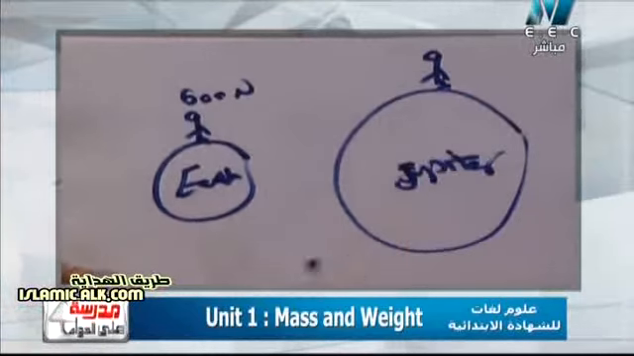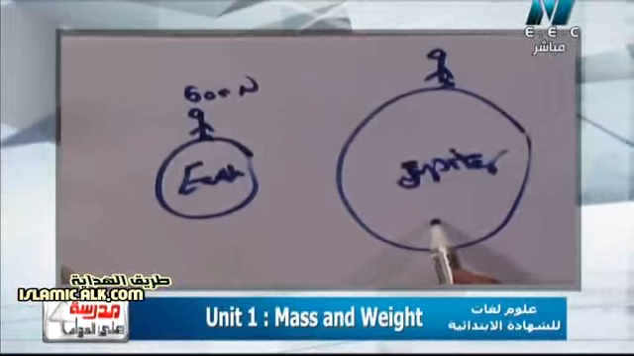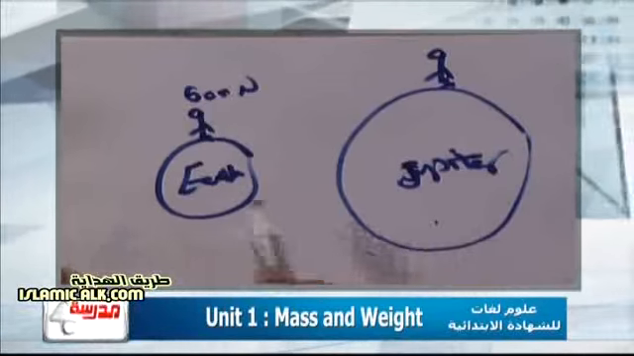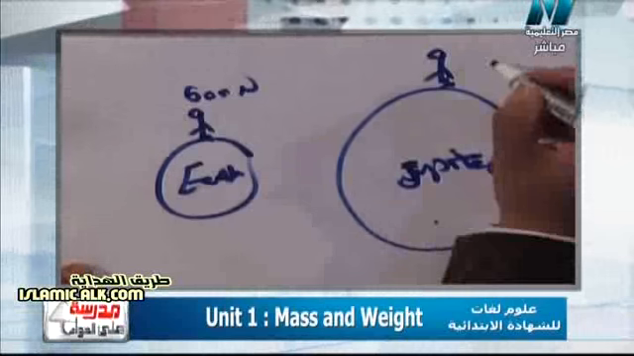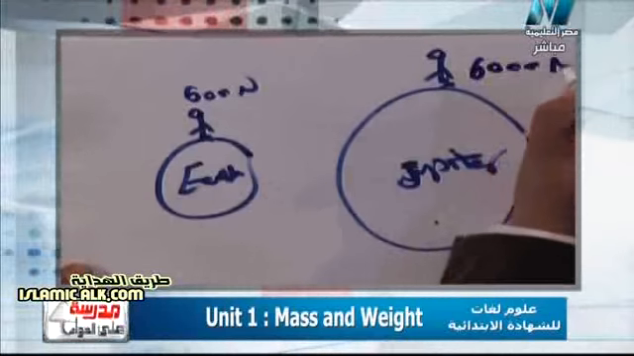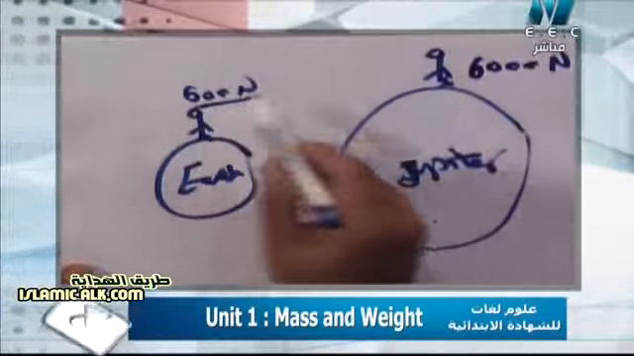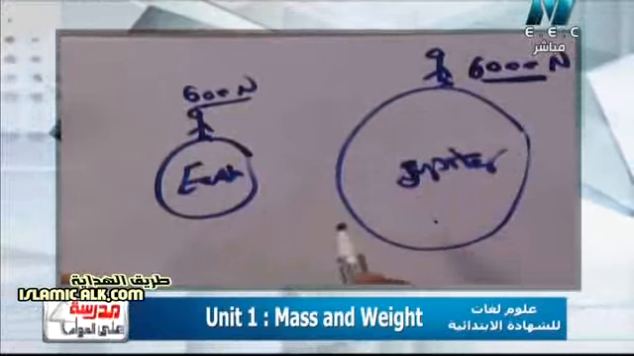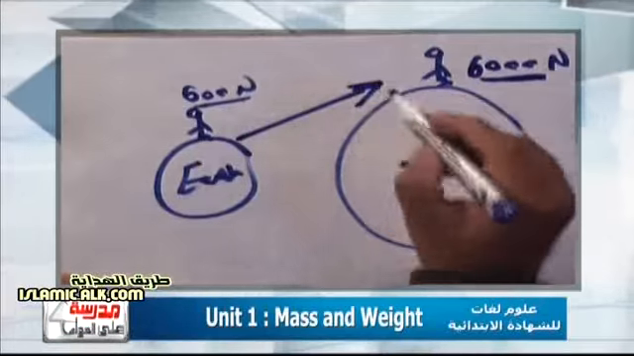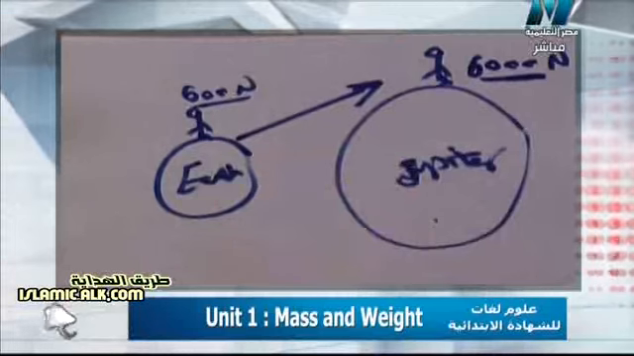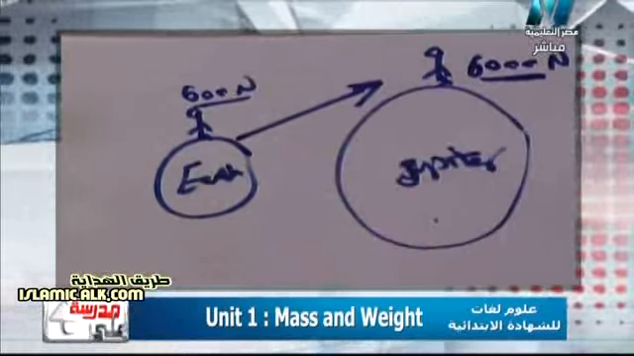Because Jupiter is bigger, it will surely attract this person with a greater force. So the weight of the person will be, for example, 6,000 Newton. Look here, 600 here, 6,000 here. So what happened to the weight? Weight increases. Weight increases by increasing the size of the planet. Meaning, the bigger the planet, the more the weight.